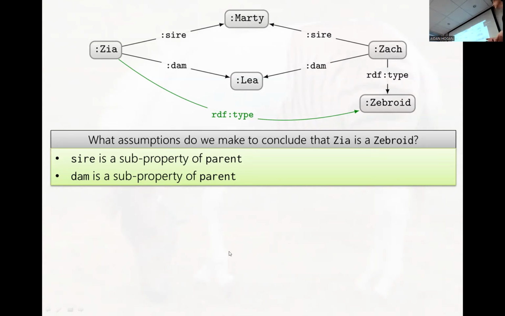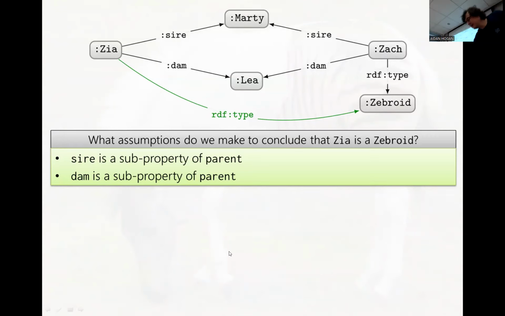Okay, it's okay. So if sire is a subproperty of parent and dam is a subproperty of parent, this is a start, right? It tells us that now Zach has parent Marty and Zach has parent Leah. Zia has parent Marty and Zia has parent Leah. And obviously we also need some information about the definition of a zebroid. How do we define a zebroid?